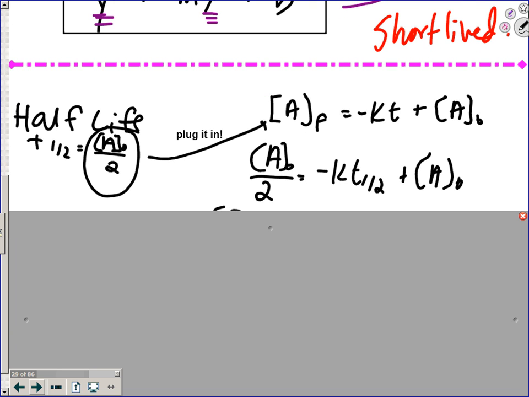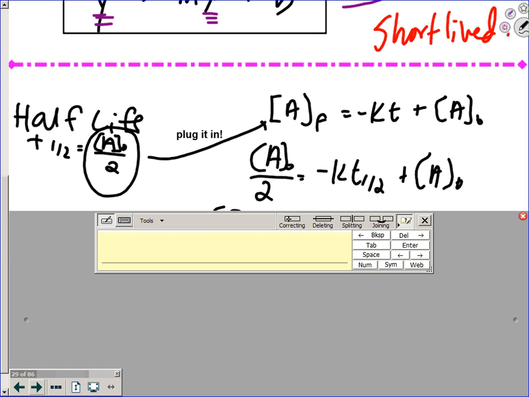So I plug that into the A final. So I have A naught over 2 is equal to negative KT plus A naught. I'm manipulating to find T. What do I do? Subtract A naught, okay? And then divide by negative K.